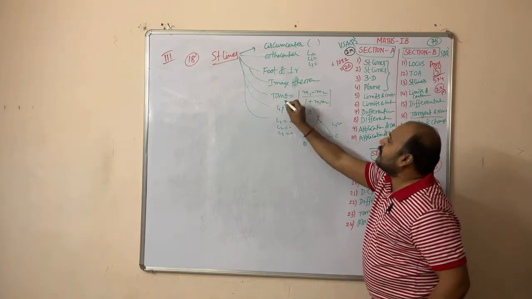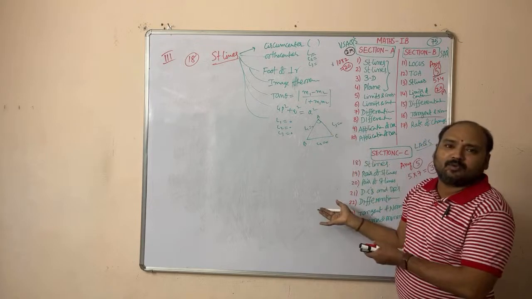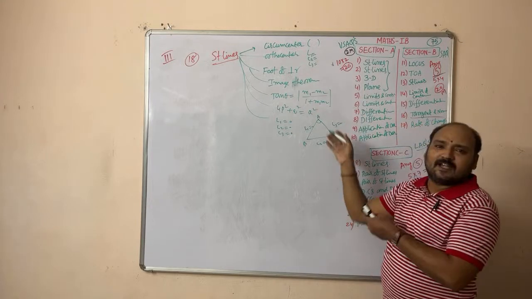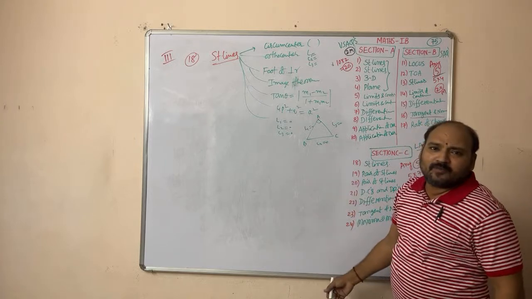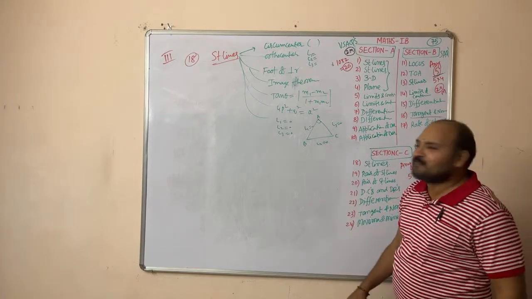Angle between them is A, tan A equals (M1 minus M2) by (1 plus M1 M2). A is equal to tan inverse of that, you can take this side after simplifying. That is the only answer. That is not a new question, but the students are thinking in that way.